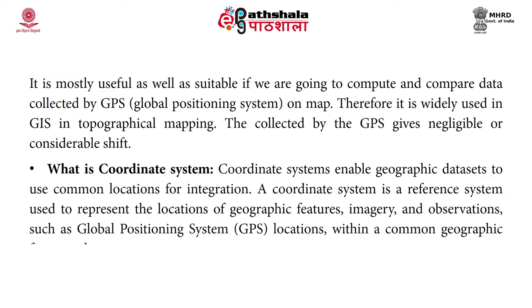The next is, what is a coordinate system? A coordinate system enables geographic data sets to use a common location for integration. A coordinate system is a reference system used to represent the location of geographic features, imagery, and observations, such as global positioning system locations, within a common geographic framework.